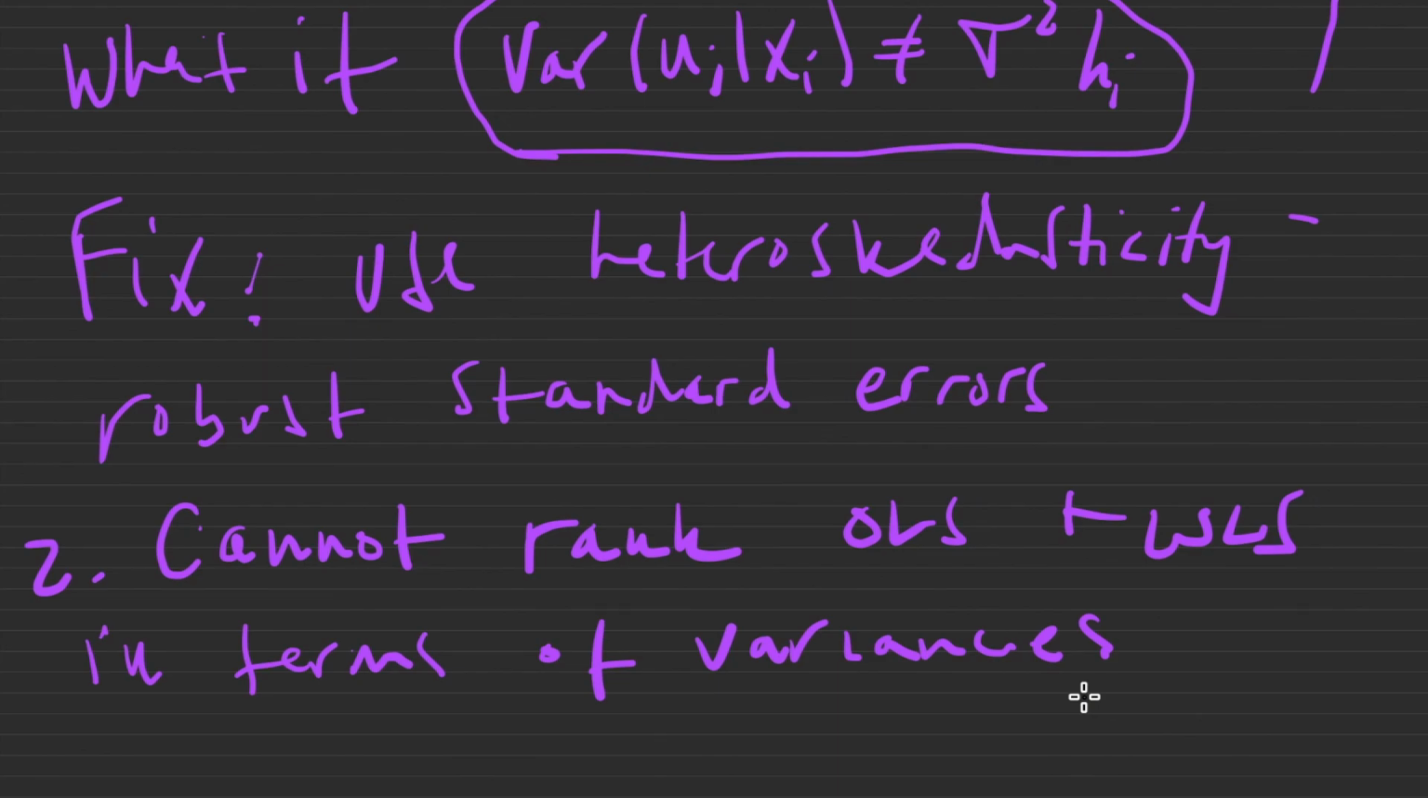That's it for consequences of misspecification in the variance function. Stay tuned to the next video for prediction and prediction intervals with heteroscedasticity.